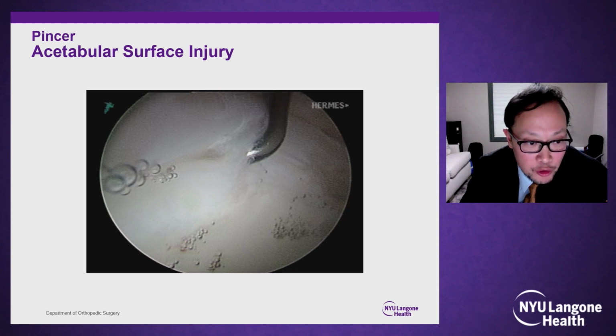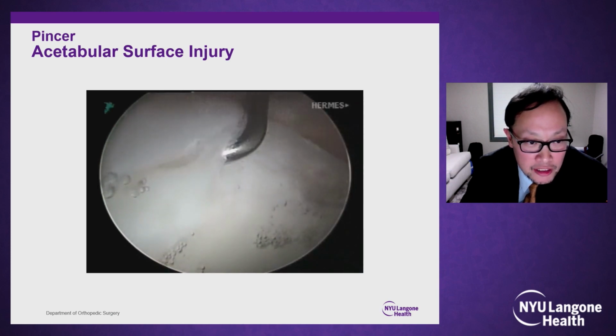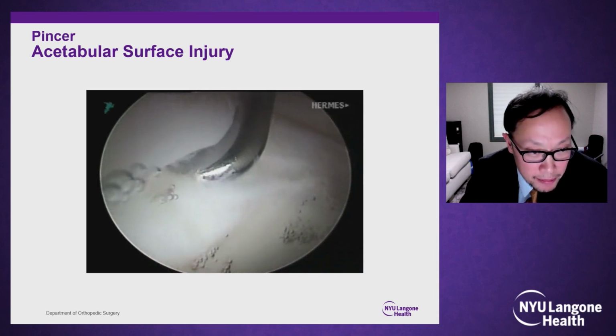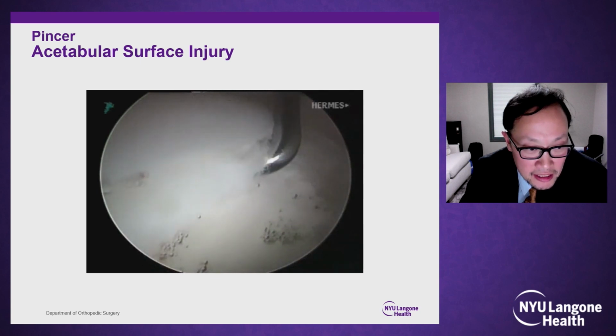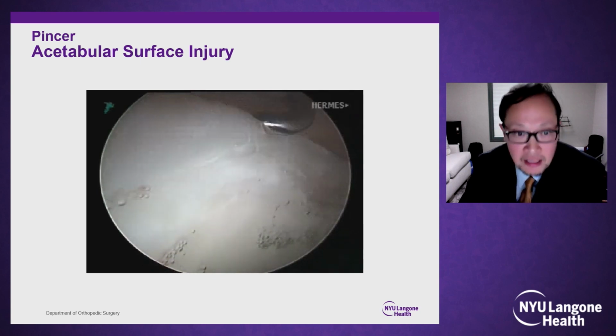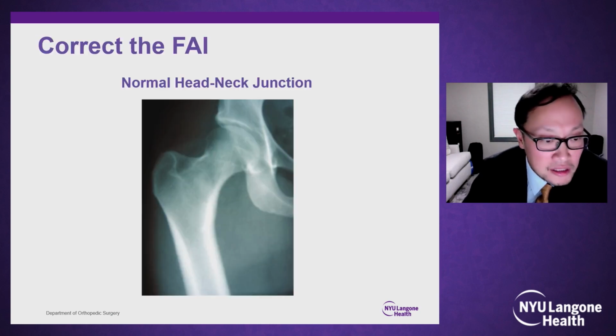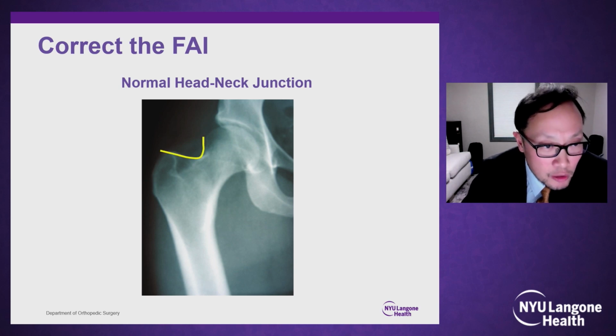And this is with further injury and deterioration in the mechanical process of impingement in a pincer type of setting. You can see delamination of the articular cartilage. So we want to correct the FAI.